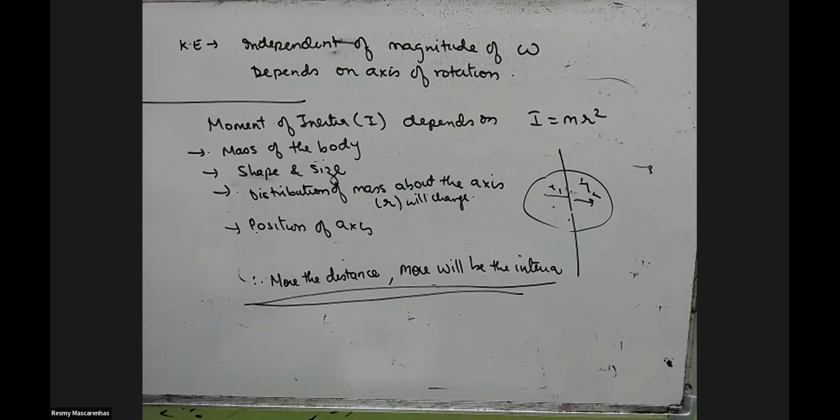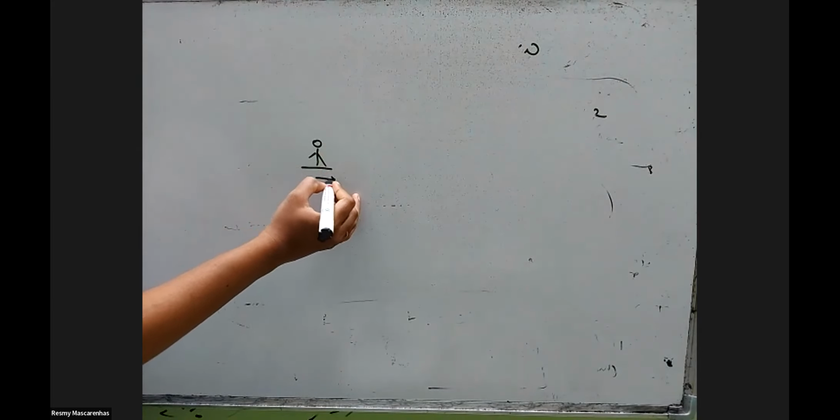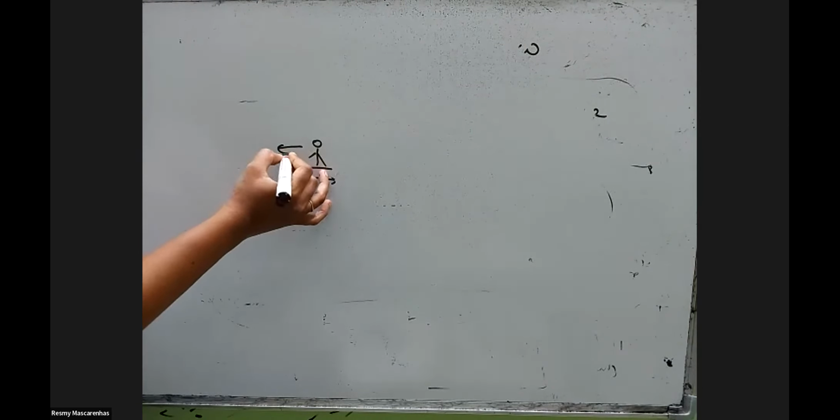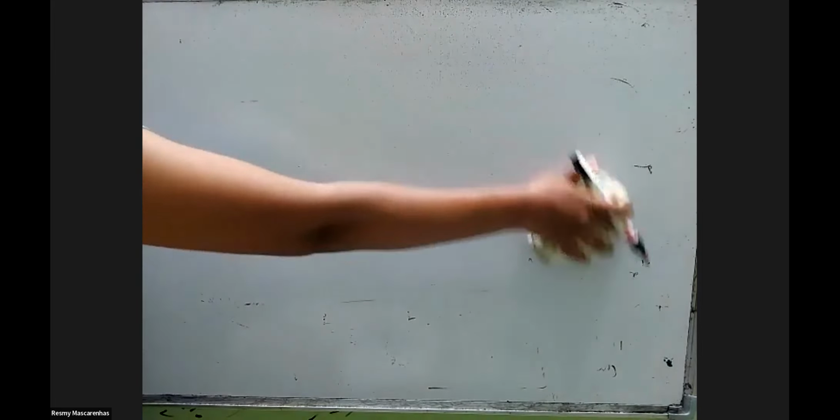When the bus applies brake, the bus stops, but you continue to move as per the bus's motion. That's why you tend to fall forward. So that is inertia: trying to remain in the same position as the motion.